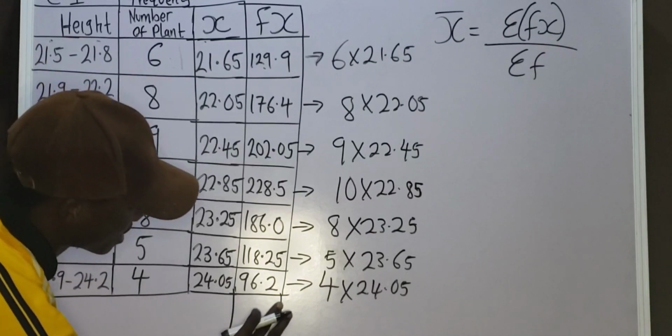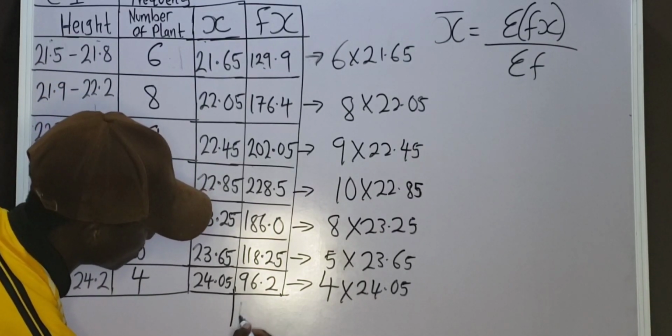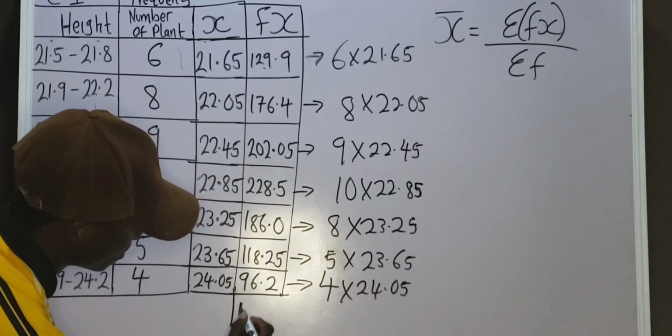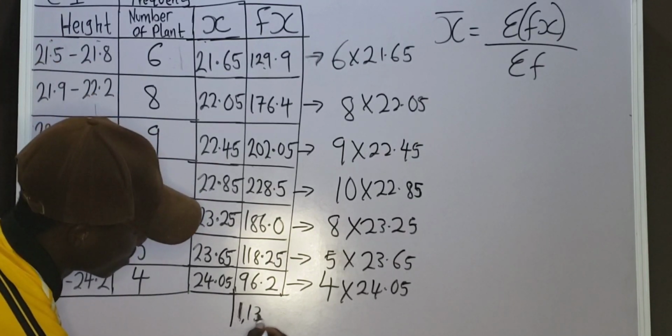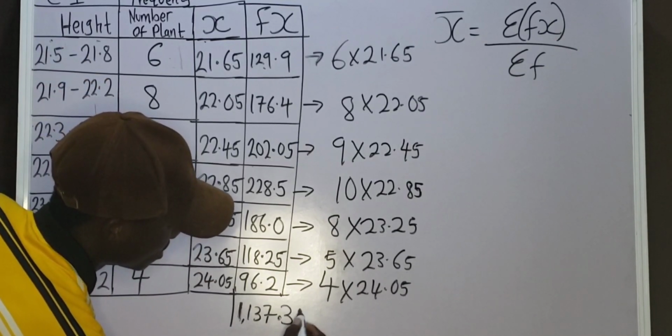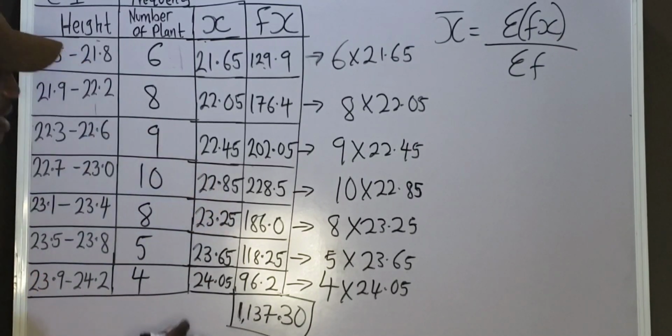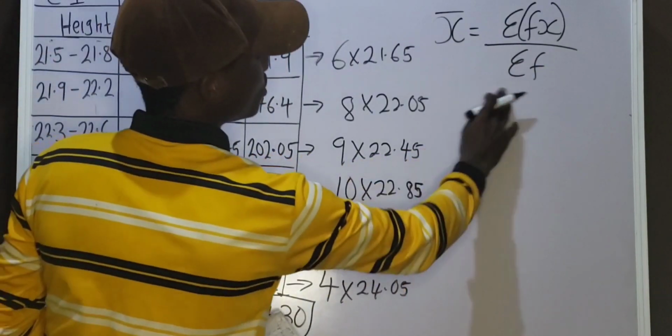That is 1137.30. Okay, so this is the summation of fx. Now we are done with the numerator, so let's go to the denominator of the formula.